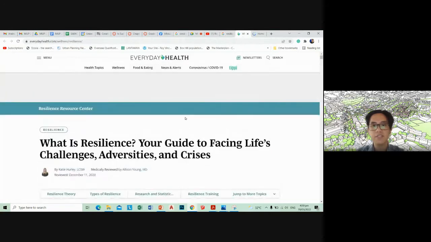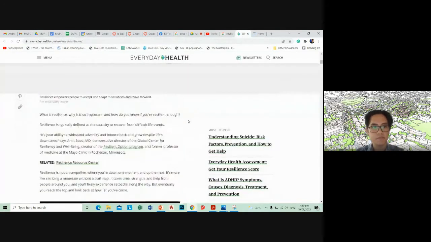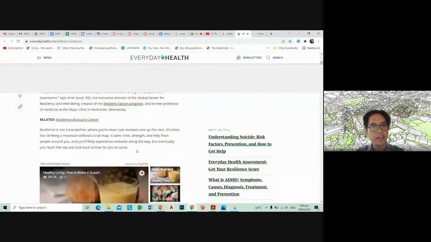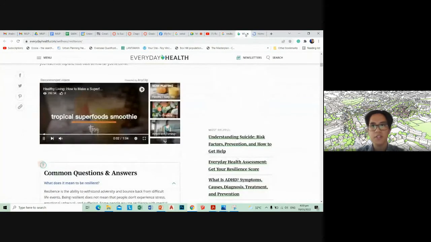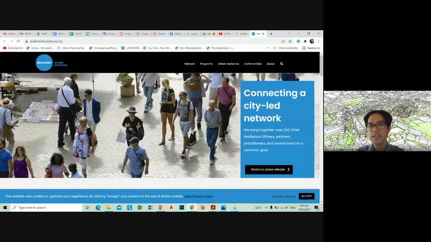But first, what is resilience? Let's see here. Simply, I don't even want to use this because it looks too wordy. Resilience is just the ability of a city or a place to come back or fix itself, repair itself after a major disaster or a major calamity.